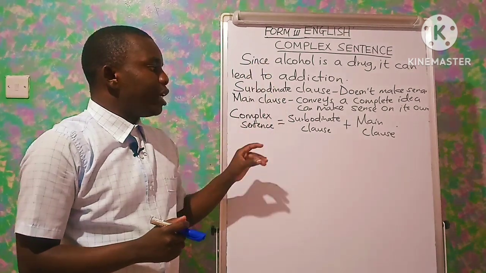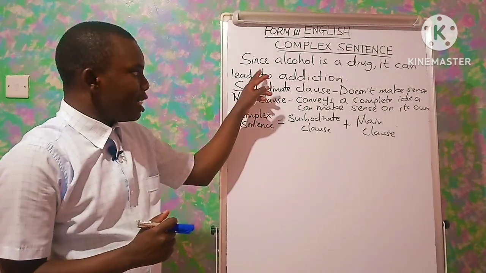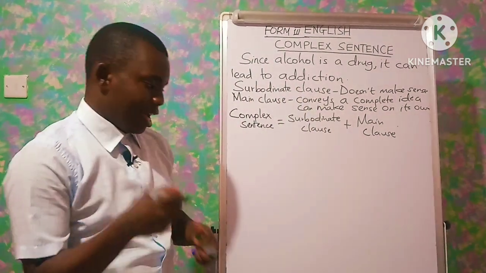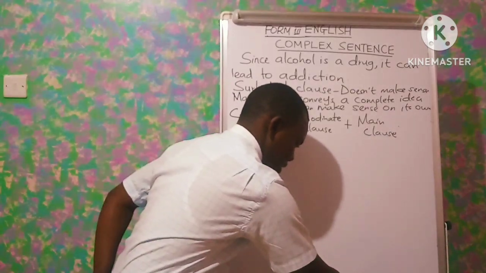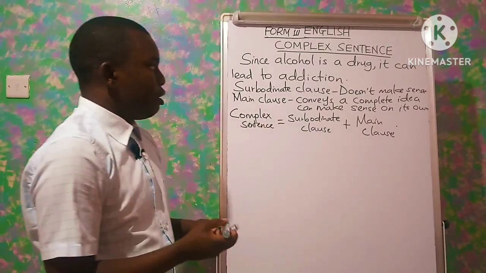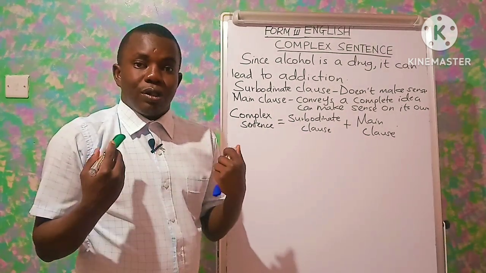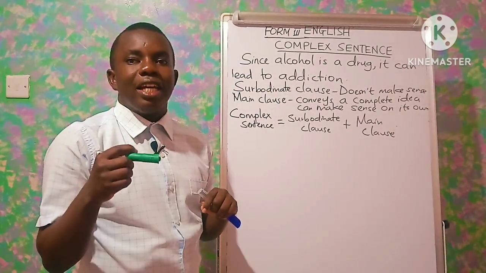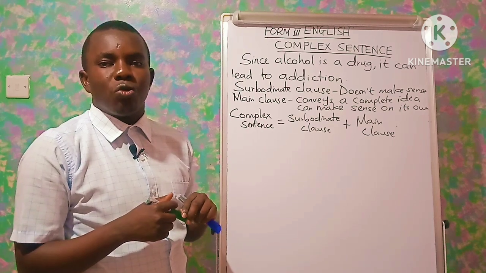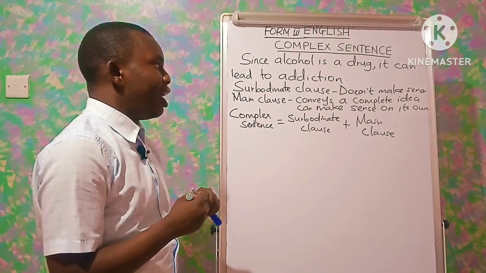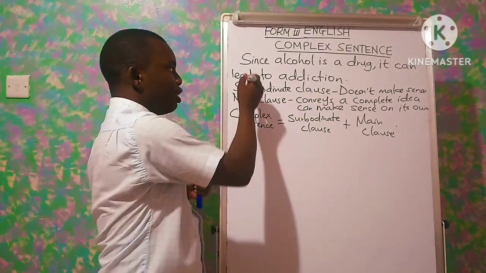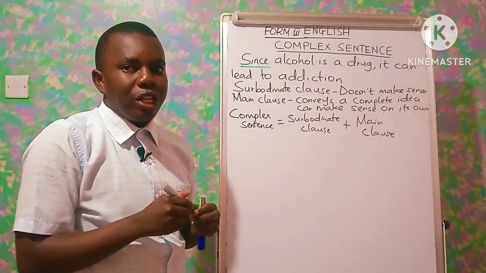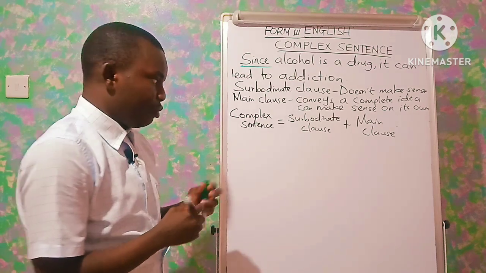So the subordinate clause in this case is since alcohol is a drug. I want to also tell us that the word that begins the subordinate clause is what is referred to as the subordinating conjunction. So since is what we call subordinating conjunction.